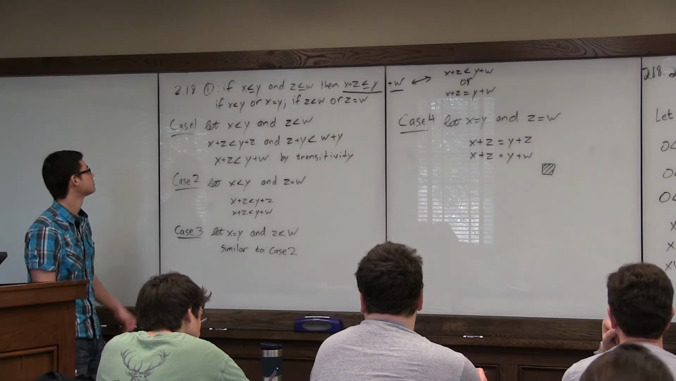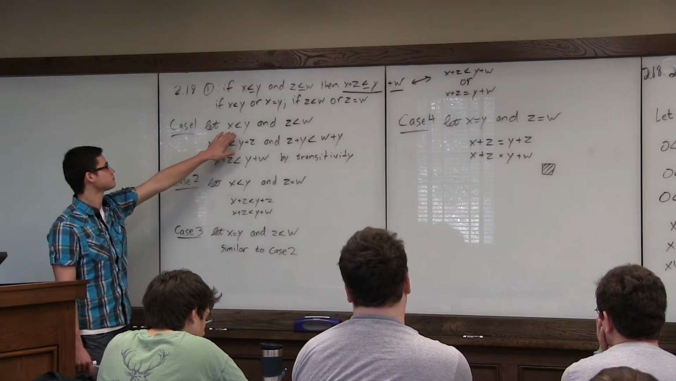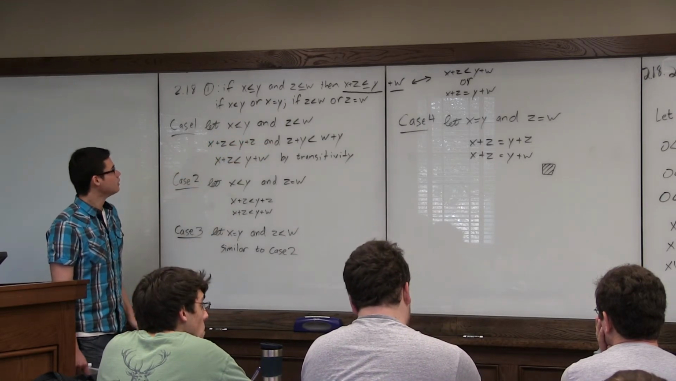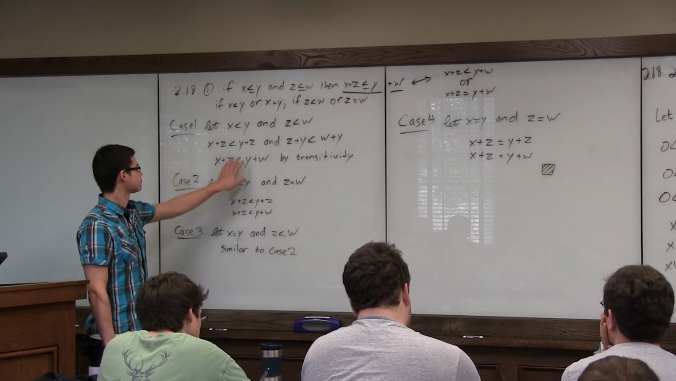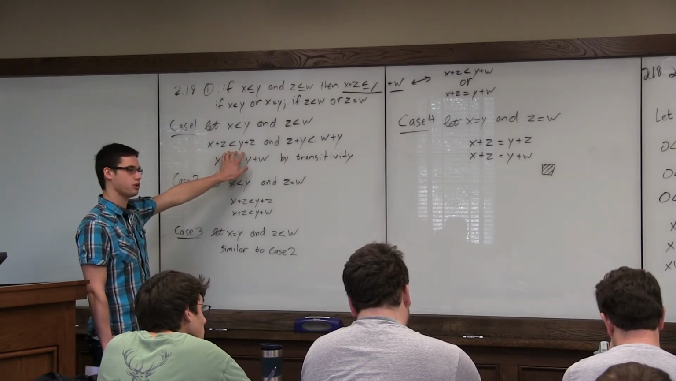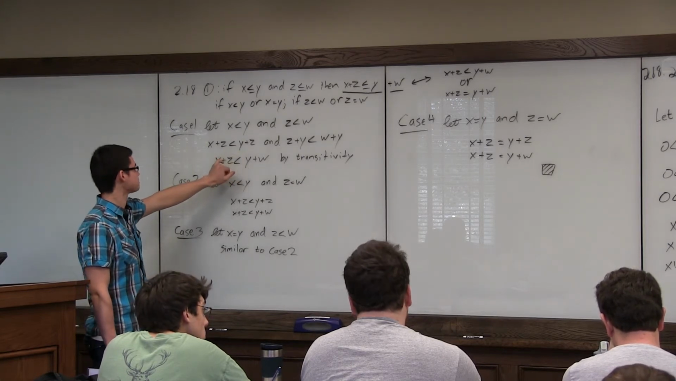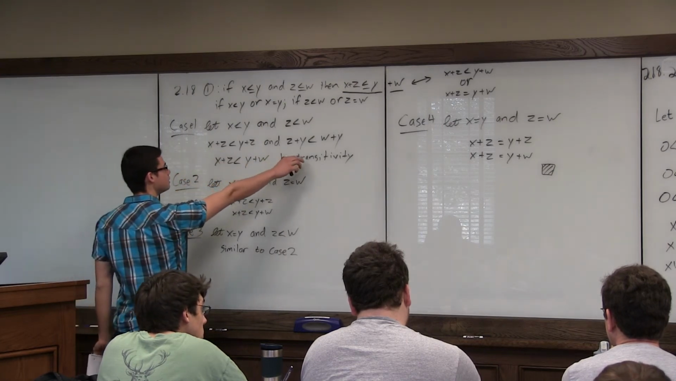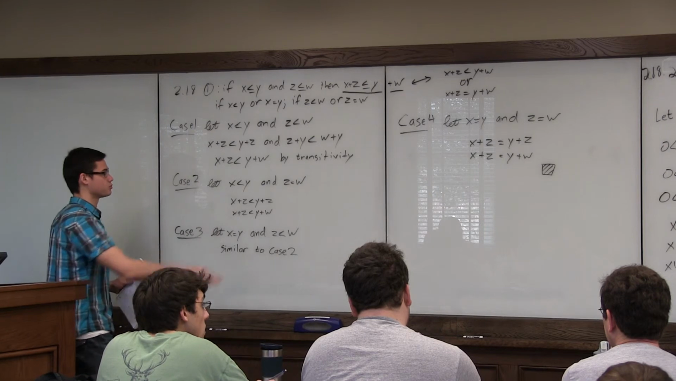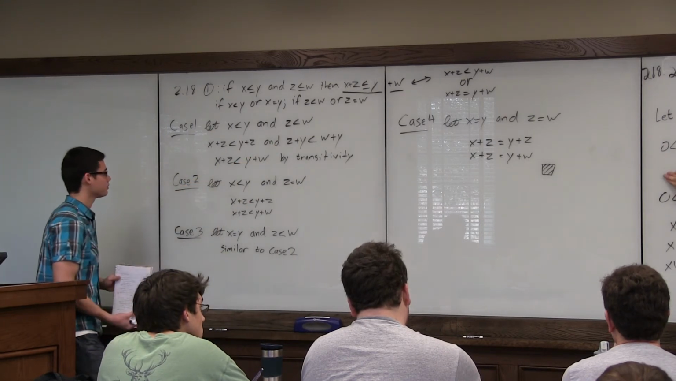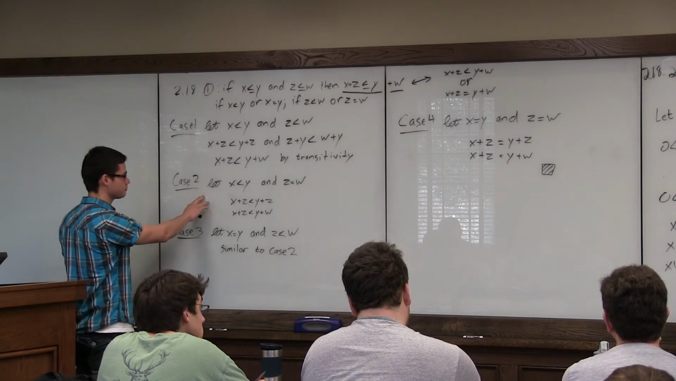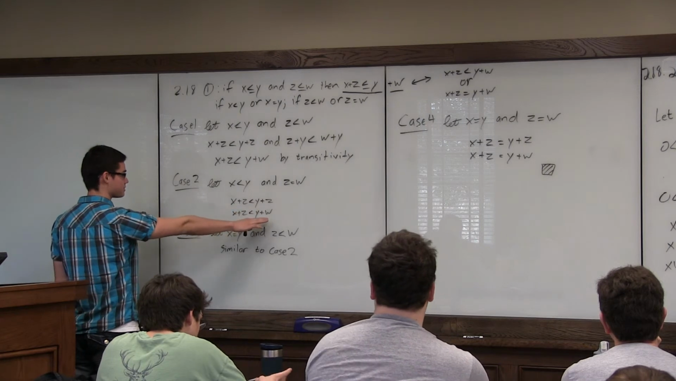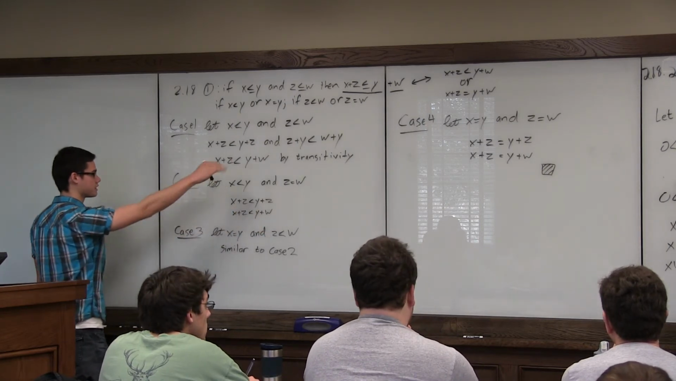Okay, so start with case 1. Let x be less than y and z less than w. Then by the additive property, you can add to both sides. I get these 2 statements, and then by transitivity, I can say that x plus z is less than y plus w, which is one of our statements that we're looking for. So in case 2, here z is equal to w. So instead of transitivity, I just substituted a w for a z, which gets us the same thing.